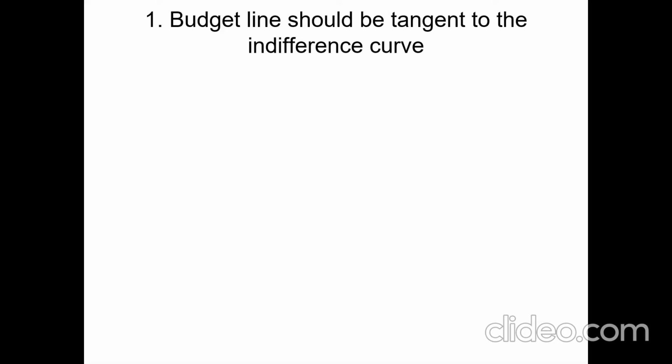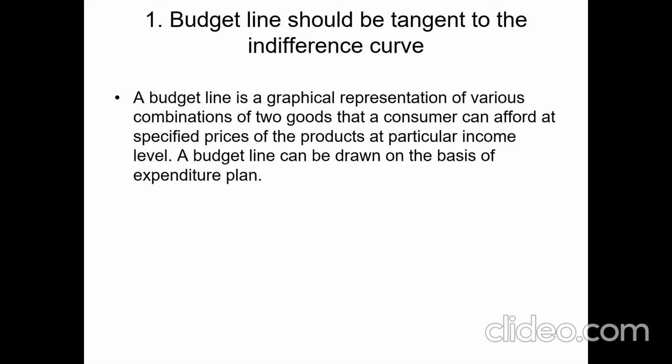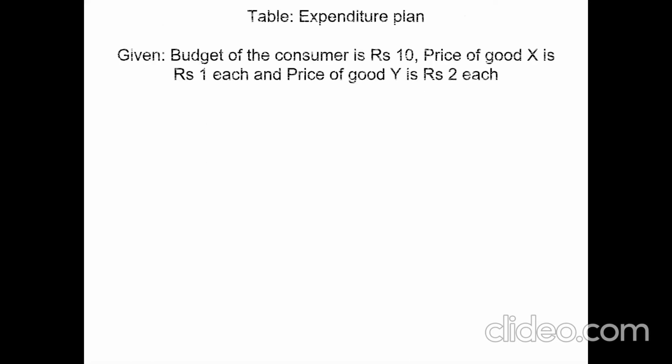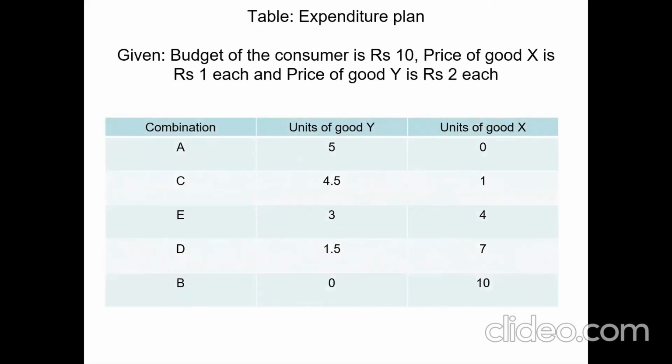Now, consumer equilibrium is based on the assumptions that the income of the consumer is constant and that he spends his entire income on the purchase of only two goods, and the prices of these goods are given, of course. A budget line is a graphical representation of various combinations of two goods that a consumer can afford at specified prices of the products at a particular income level. A budget line can be drawn on the basis of an expenditure plan. The table given below is an example of an expenditure plan, and the graph that follows is its presentation. Let's see how it goes.